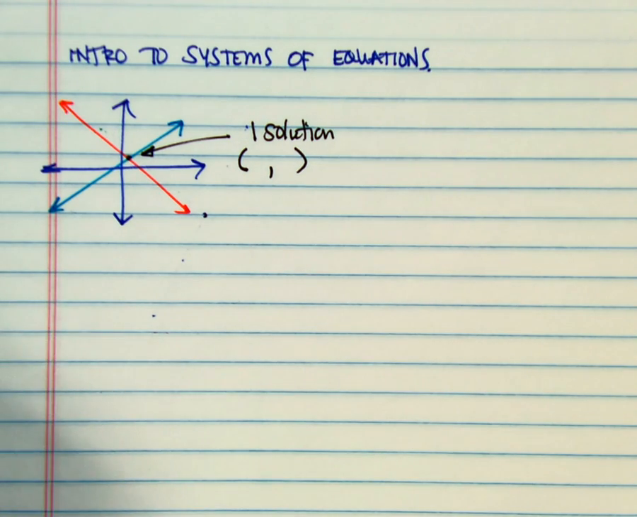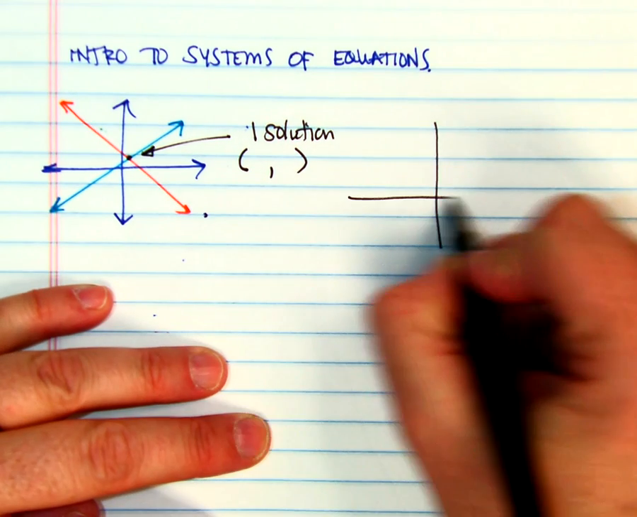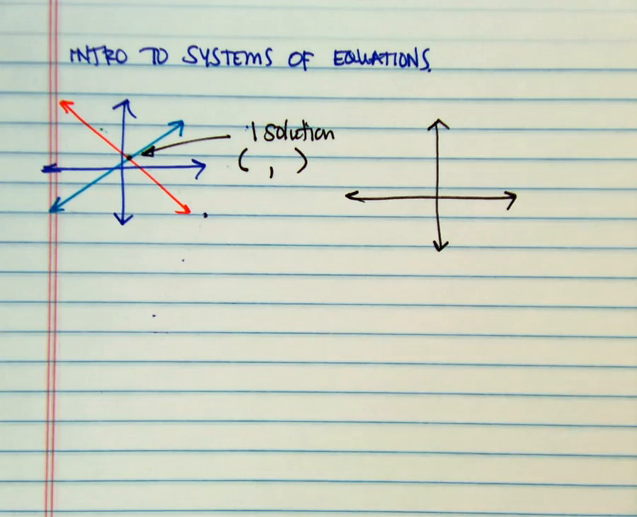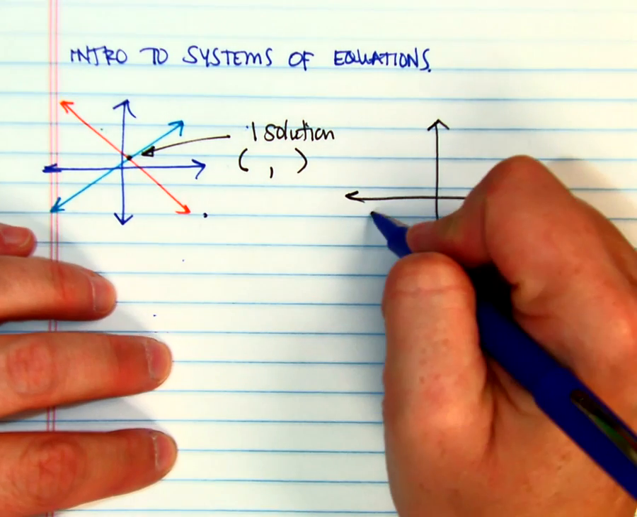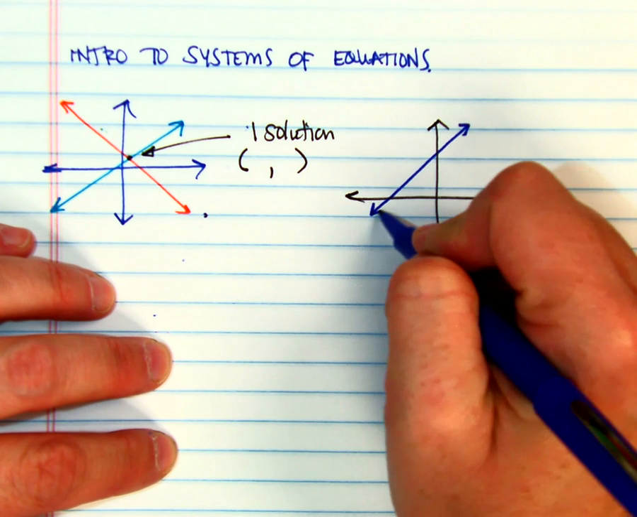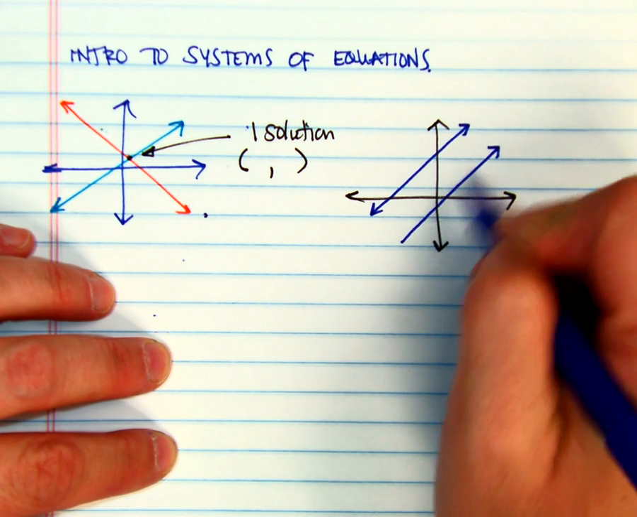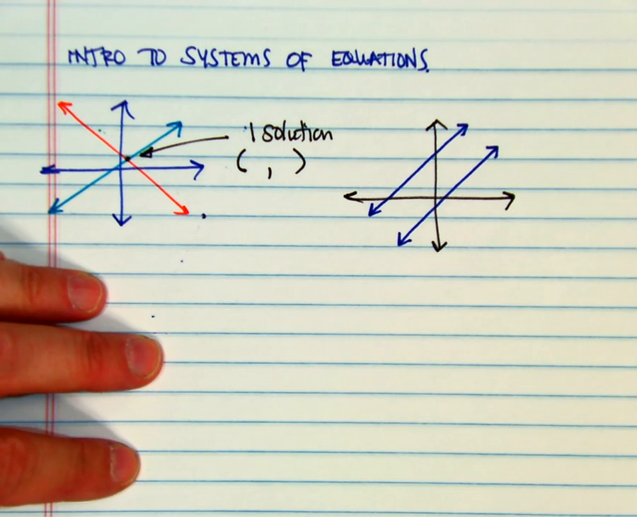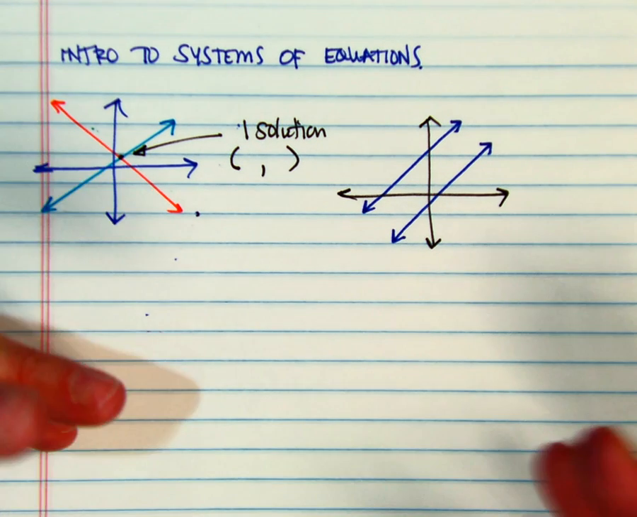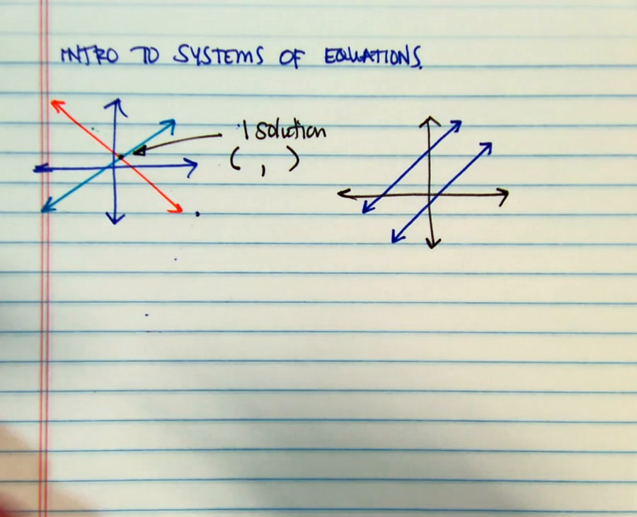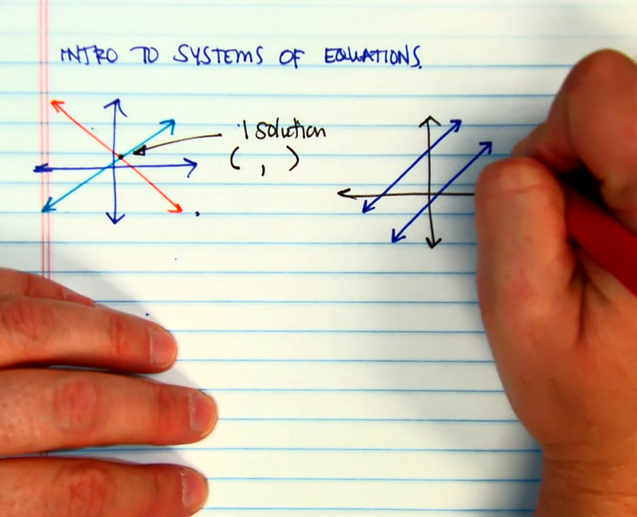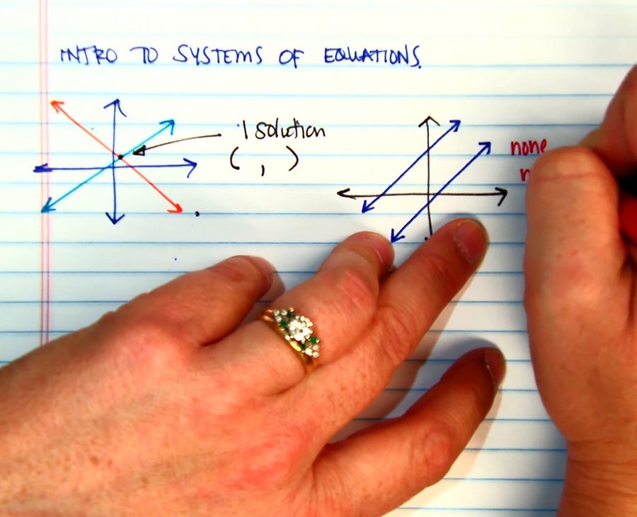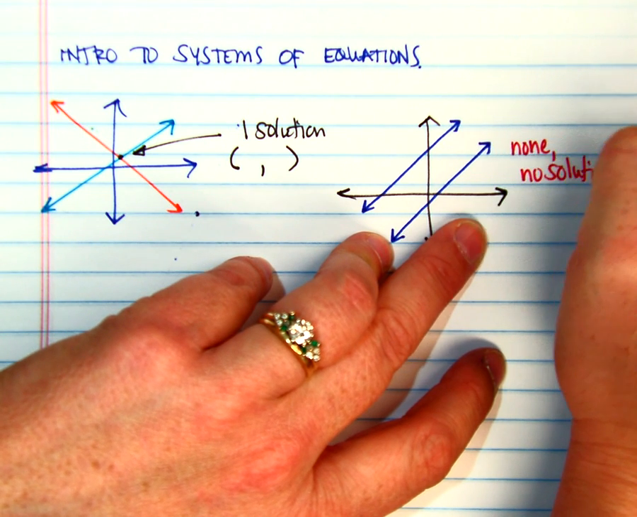If you have this scenario, and last trimester we talked about parallel lines. So parallel lines would never intersect. Because parallel lines will never intersect, there's never going to be a point that they both have in common. So this would be none or no solutions. And it's because the lines are parallel.